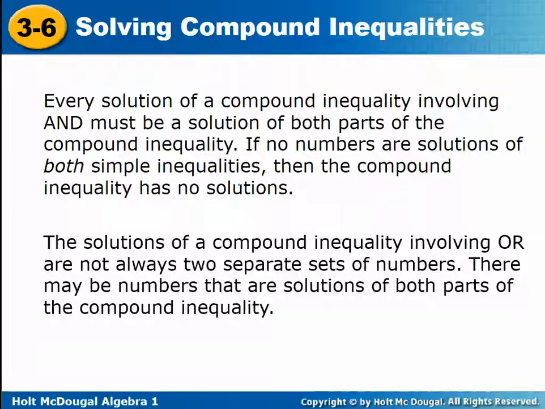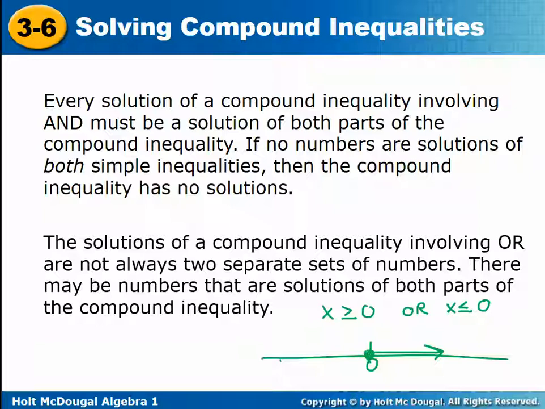Like, here's an example. Let's say x is greater than or equal to 0, or x is less than or equal to 0. You didn't even have to solve this when it's just there. So here's my number line. Here's 0. I want all the numbers greater than or equal to 0, and I want all the numbers less than or equal to 0. Everything is a solution, so you would write all real numbers. That happens once in a while.